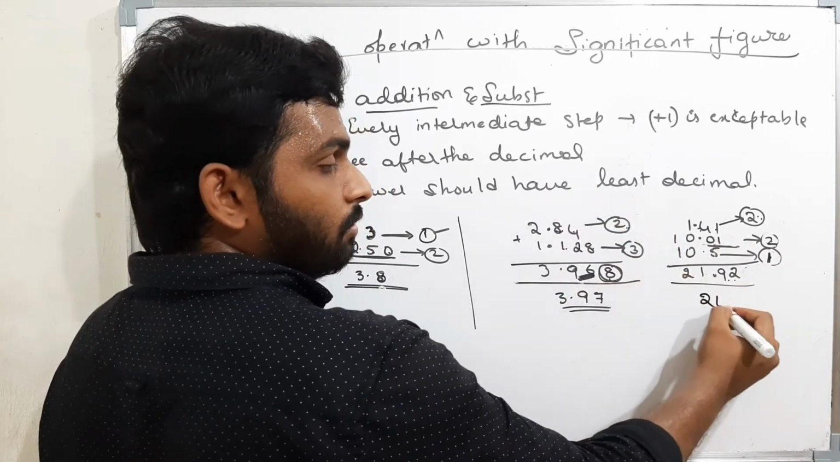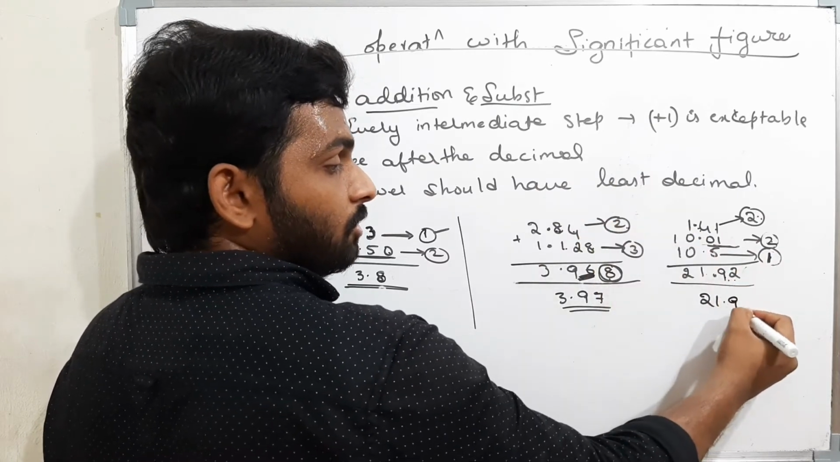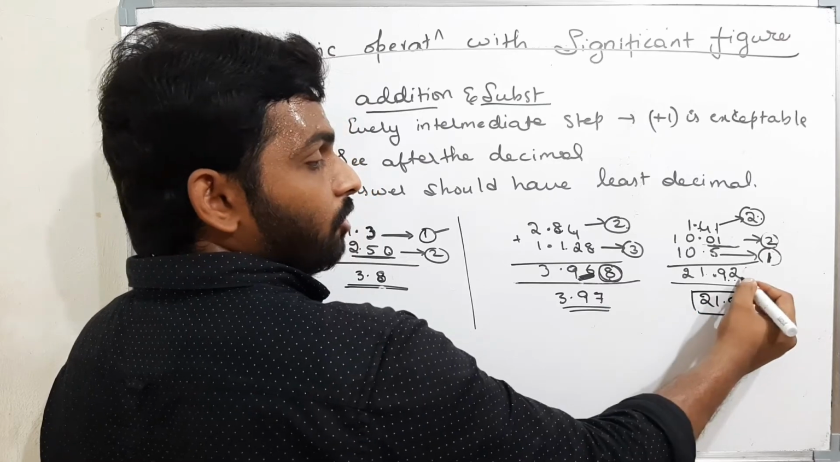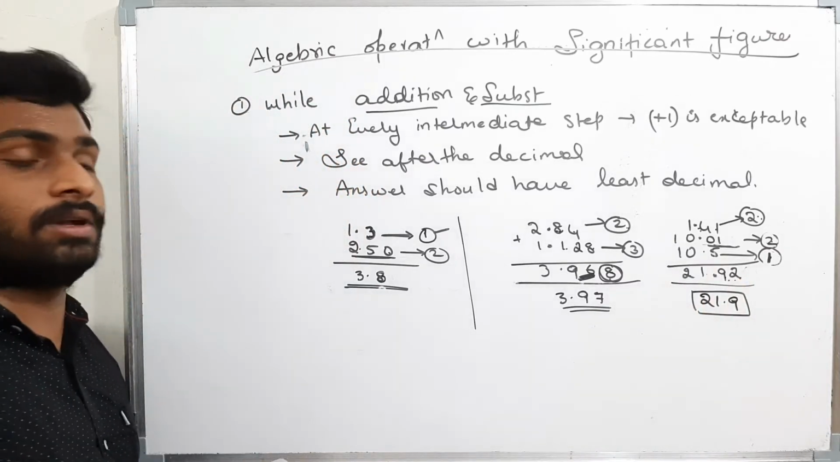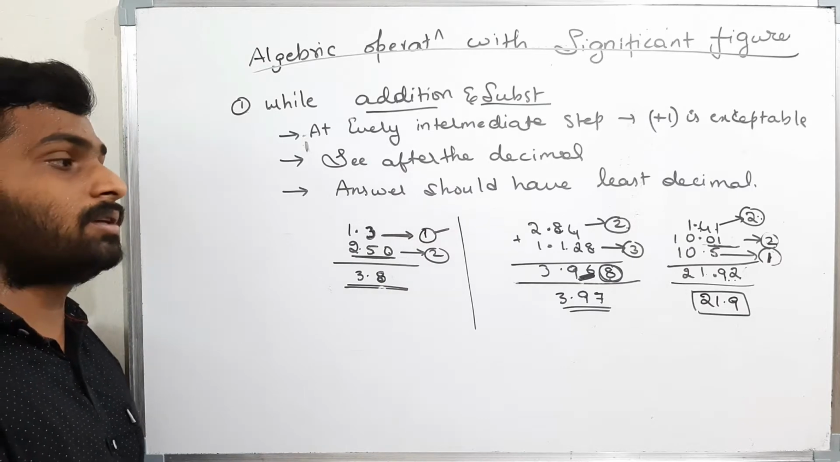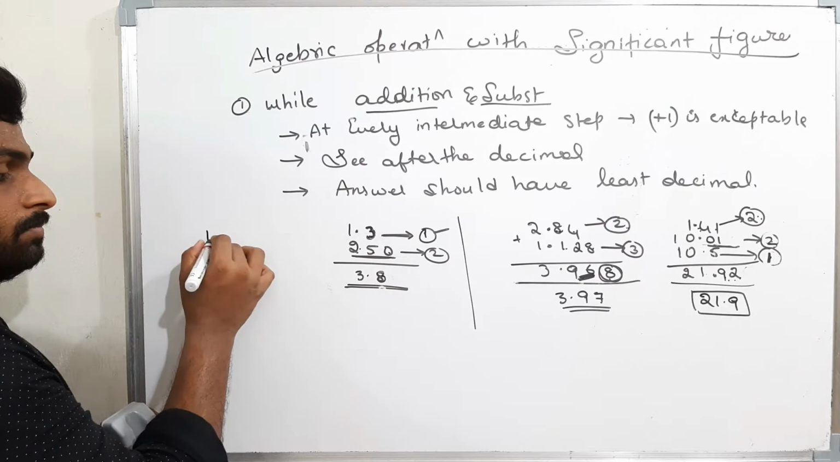Therefore 21 point, if I round off to a single digit after decimal, I will get 21.9. The rounding digit 2 is less than 5, therefore leave as it is. Therefore 21.9 is the answer for that addition. I think it is clear how to add and how to subtract. Even for subtraction, the same rules apply.